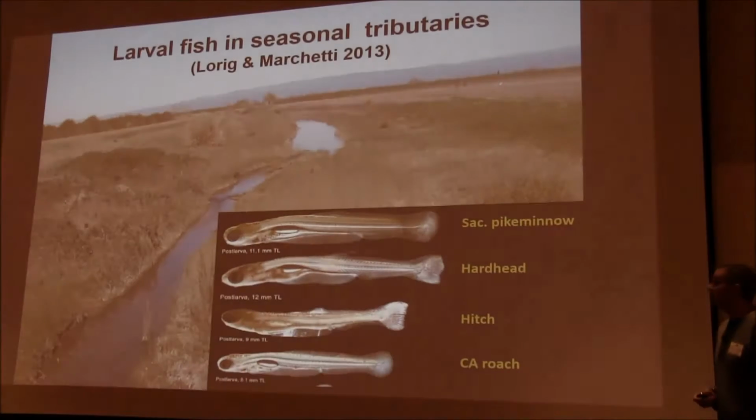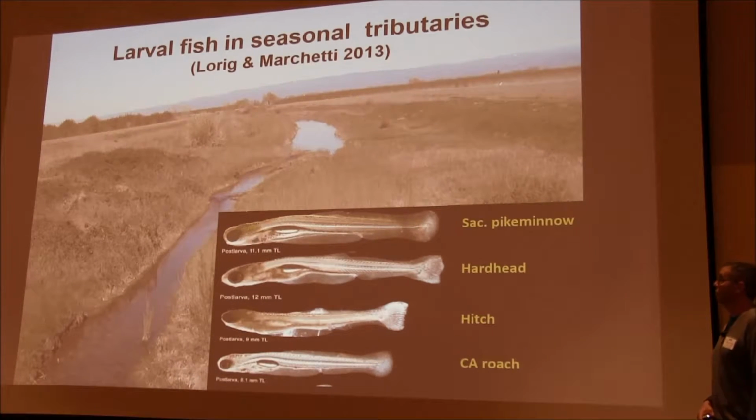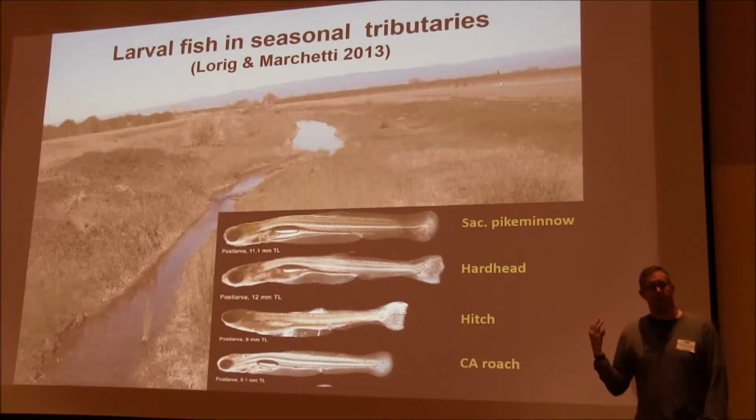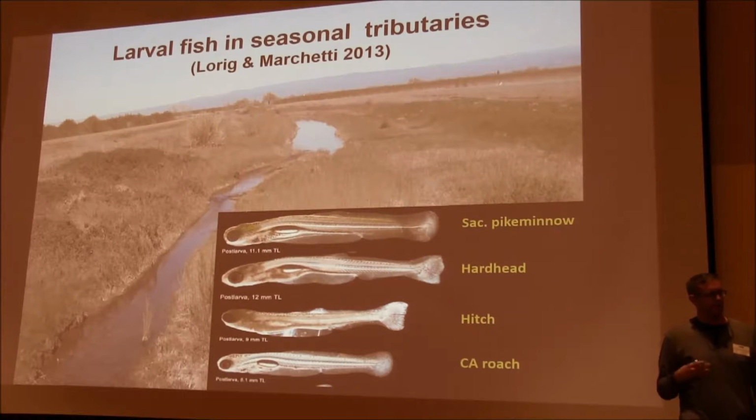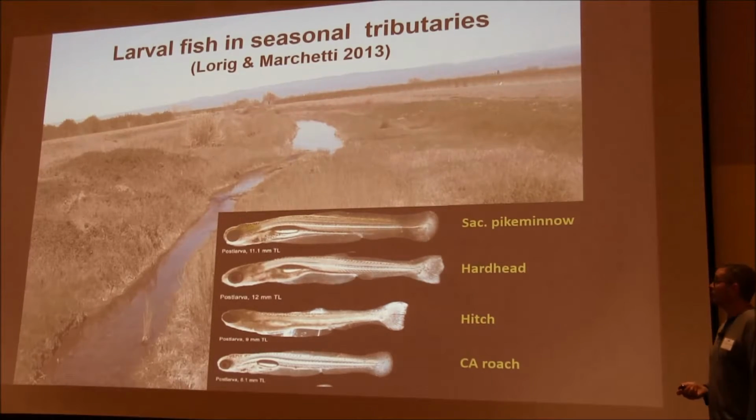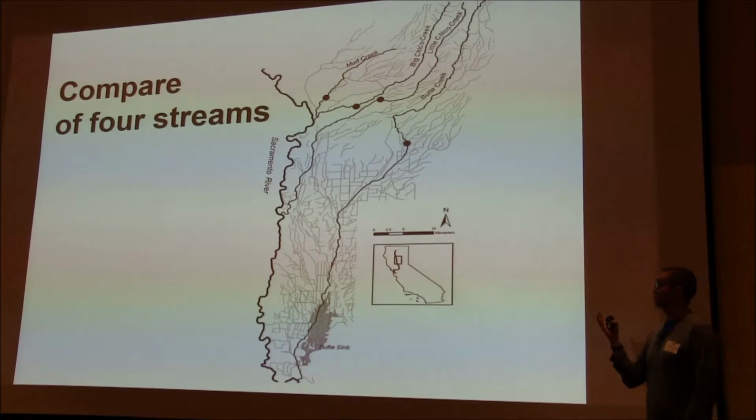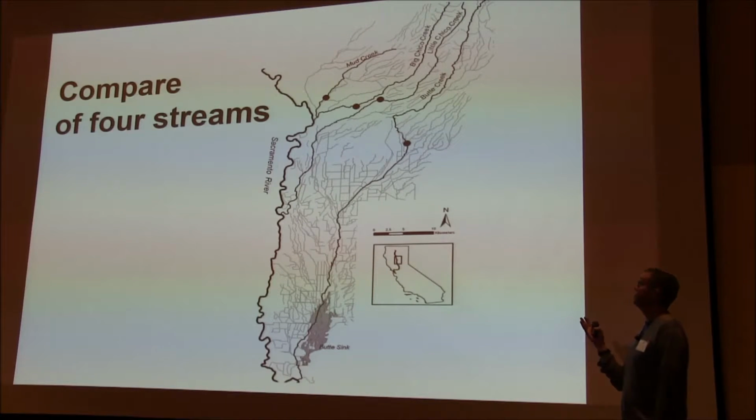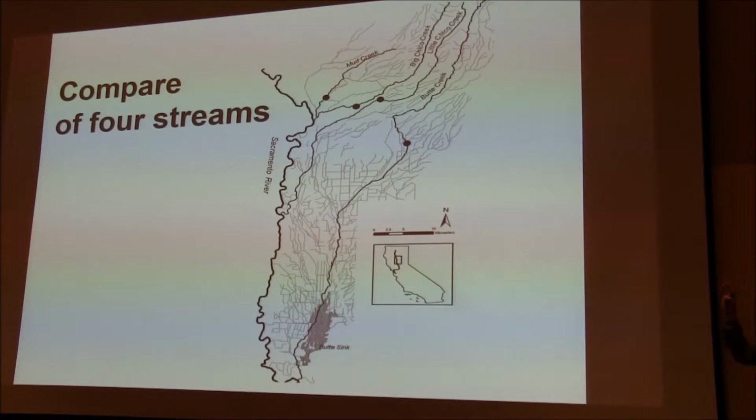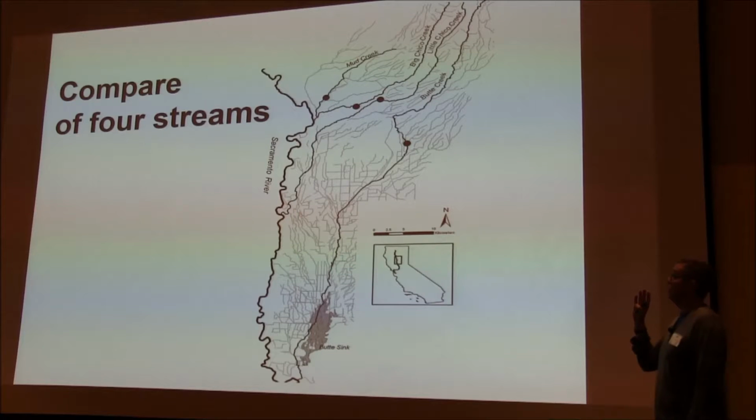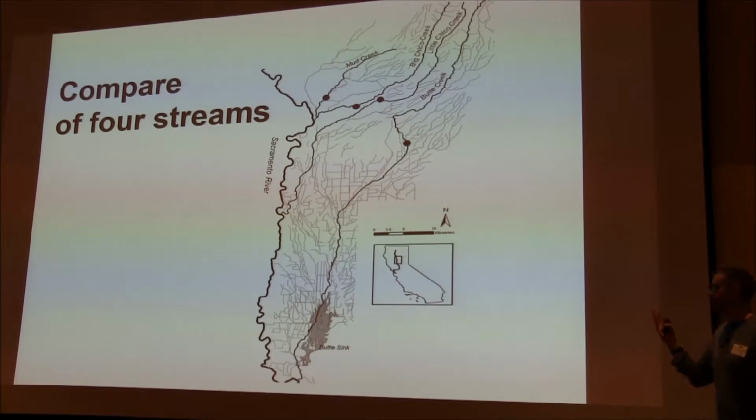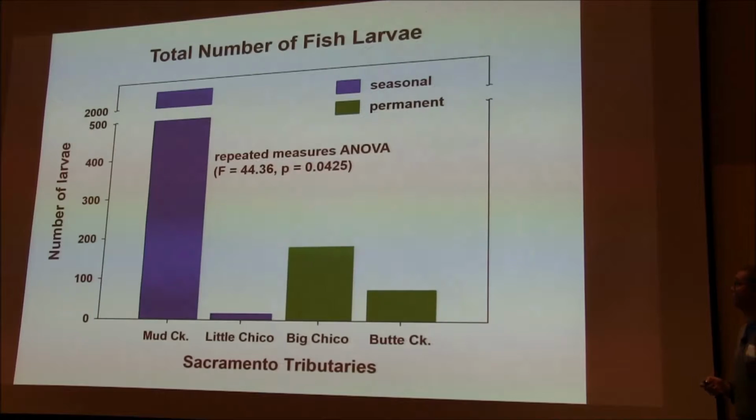And so I had a student, Becky Lorig, who went and looked at larval fish in seasonal tributaries. And so her idea was, let's go to 4 tributaries, 4 streams to the Sacramento River. There's Mud Creek, Big Chico Creek, Little Chico Creek, and Butte Creek. I was working at Chico State at the time. 2 of these are seasonal and 2 of them are permanent. They have water every year. And we wanted to compare what was going on there.